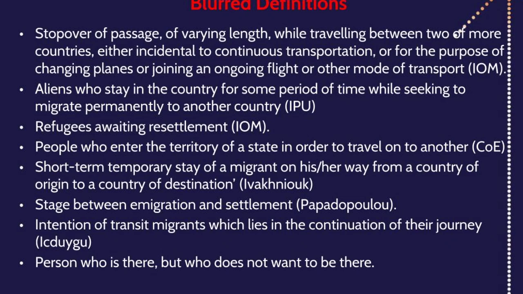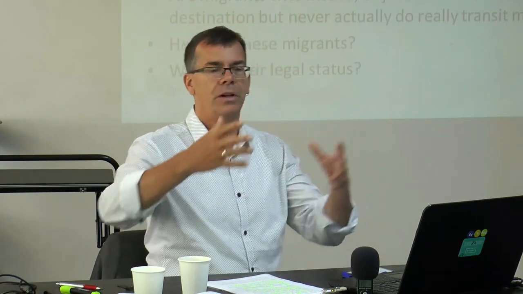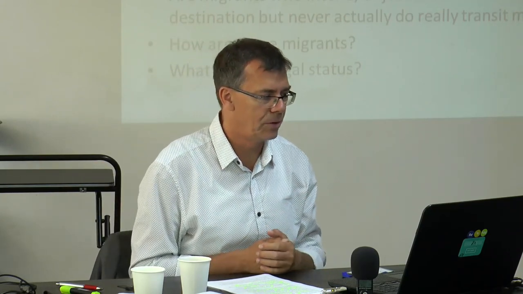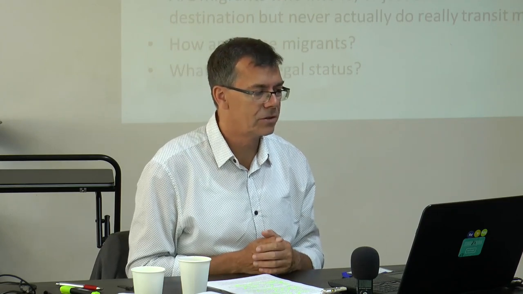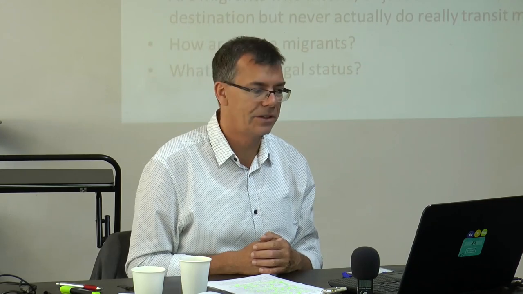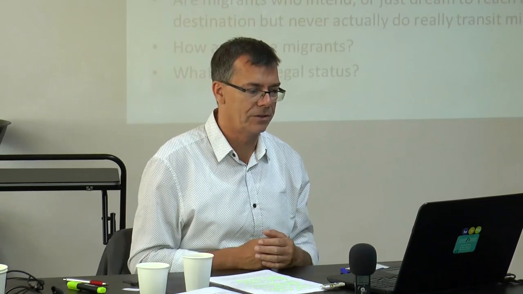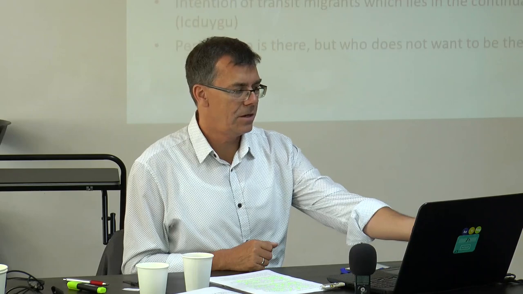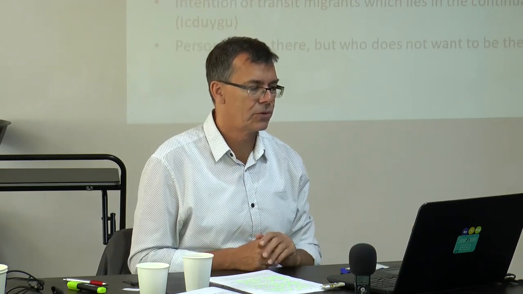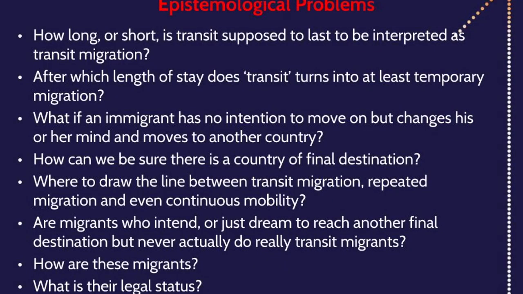How can we be sure there is a country of final destination? Where can we draw the line between transit migration, repeated migration, continuous mobility, serial migration, where people move from one country to the other, but in each country stay for longer periods of time? Are migrants who intend or just dream to reach another final destination, but never actually put this into practice, really transit migrants? Here, Ahmed İçdoğru suggests yes. The intention of transit migration, which lies in the continuation of their journey, this is the intention, according to him, that makes someone a transit migrant. But what if the transit migrant never manages to put this into practice? Is it then still a transit migrant, or just an immigrant dreaming of moving somewhere else?